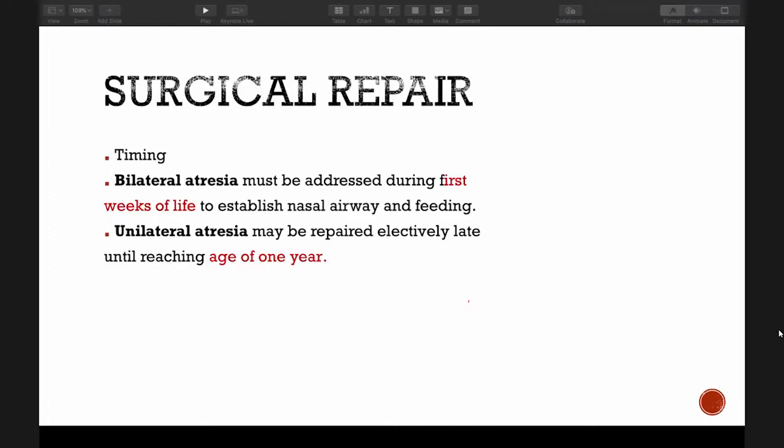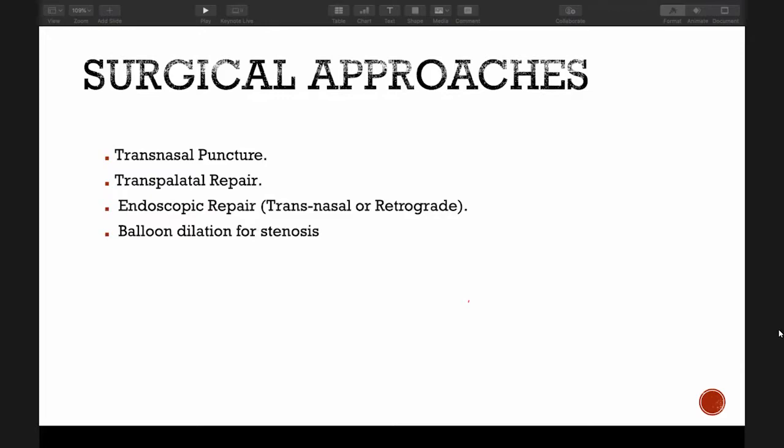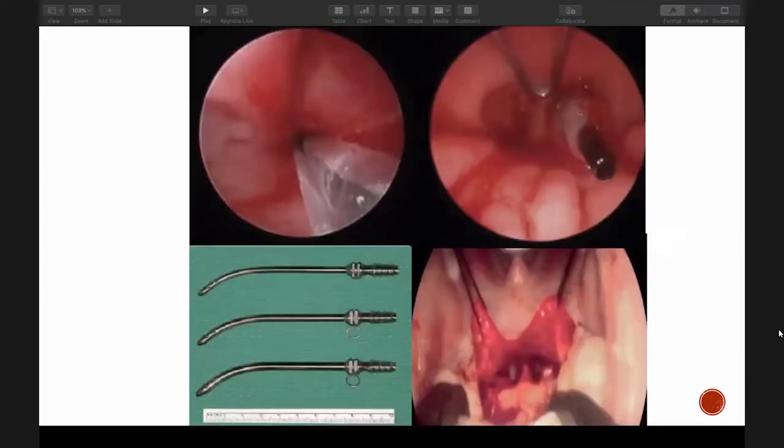For surgical repair of bilateral atresia, we must do it during the first week of life to establish the nasal airway and feeding, while in unilateral atresia we can delay the surgery up to the age of 1. The surgical approaches are transnasal puncture, transpalatal repair, endoscopic repair, and then balloon dilatation. For the first two, we don't commonly use them these days. Balloon dilatation is for choanal stenosis only.